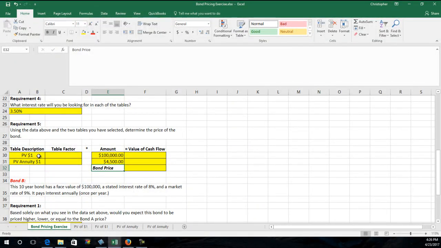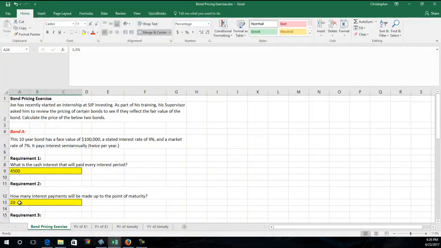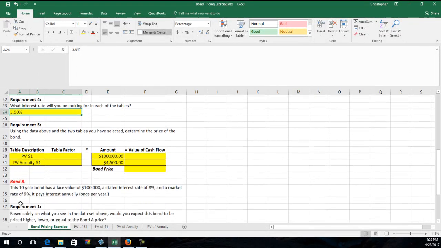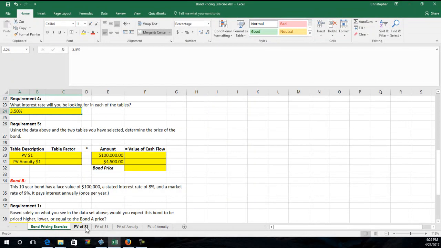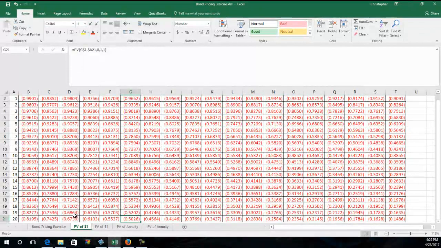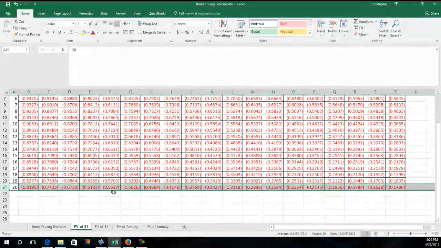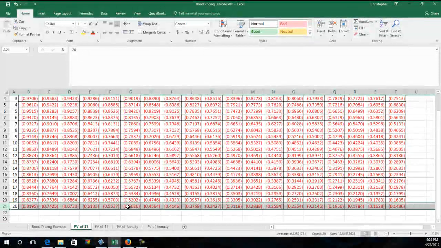Now let's look at the present value of $1 table. So we need to find the 3.5% rate and 20 periods. 10 years times 2 periods per year, 20 periods. So that is the present value of $1, 3.5%, and 20 periods gives us a factor of 0.5026. 0.5026 is 20 periods and 3.5%.